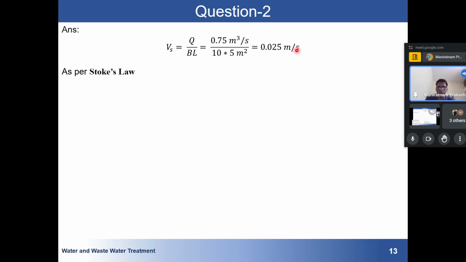And as per Stokes law, we know that Vs is equal to rho g (gs minus 1) ds squared by 18 mu. See, this formula is different from what I have derived. It's not different. Here I have used kinematic viscosity. In that formula I have derived with the help of kinematic viscosity, and this is dynamic viscosity.